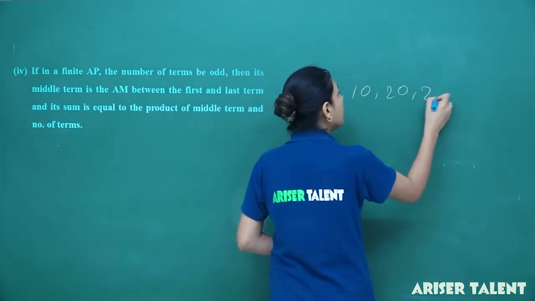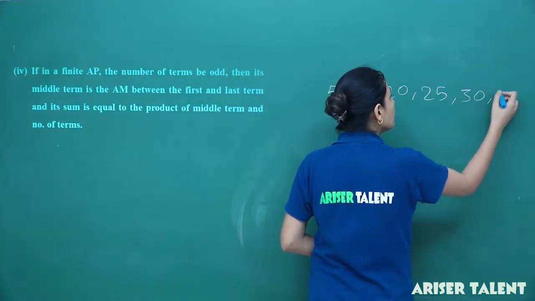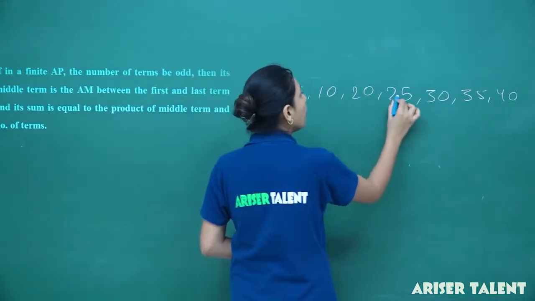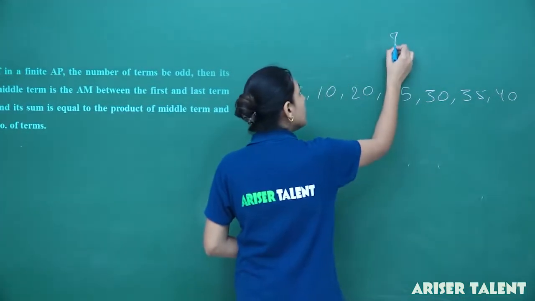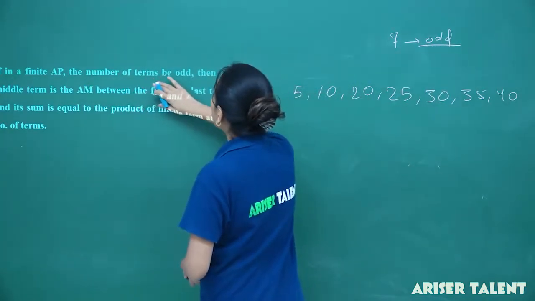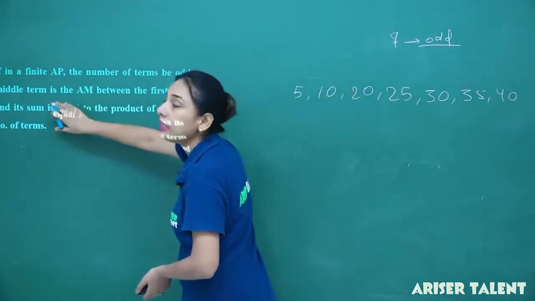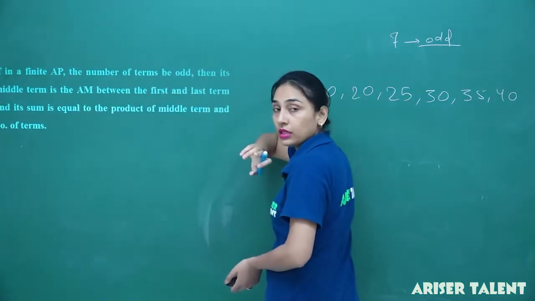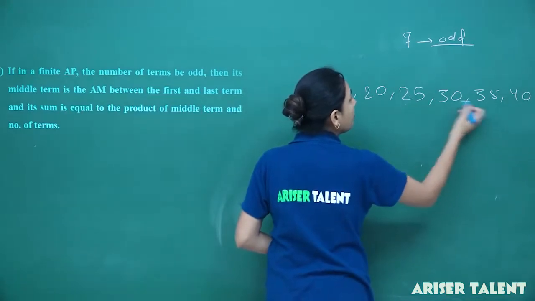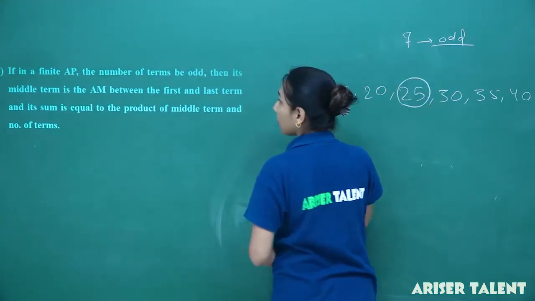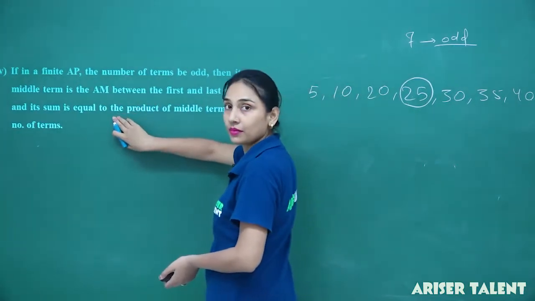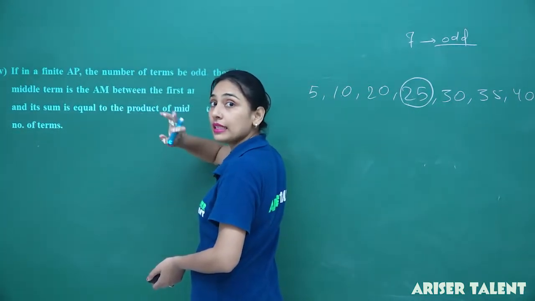Take again the same example which I have just written. If this has 1, 2, 3, 4, 5, 6, 7 terms, 7 is odd, so we have an odd number of terms. Then its middle term, which is the fourth from here and fourth from here, is the AM between the first and last term.